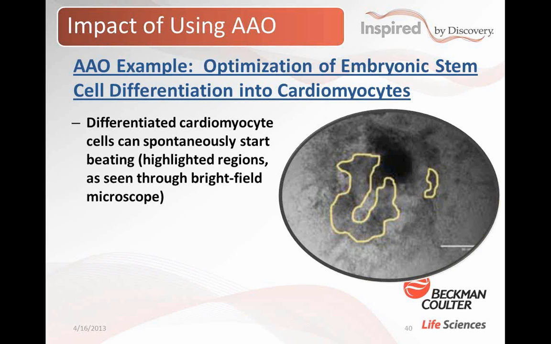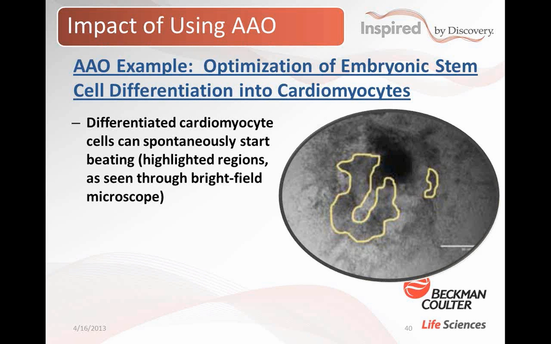So a differentiated cardiomyocyte cell will frequently start spontaneously beating. I don't have a video with me, but I have a region of interest outline of what is seen as a beating muscle area as seen under a bright field microscope. So you can kind of get an idea of how much of the area of these cells is actually spontaneously beating.